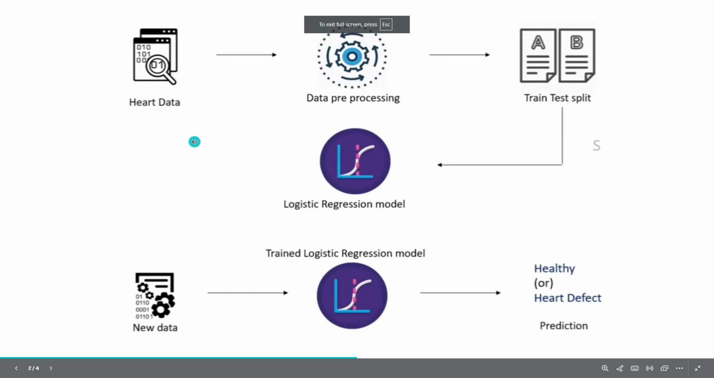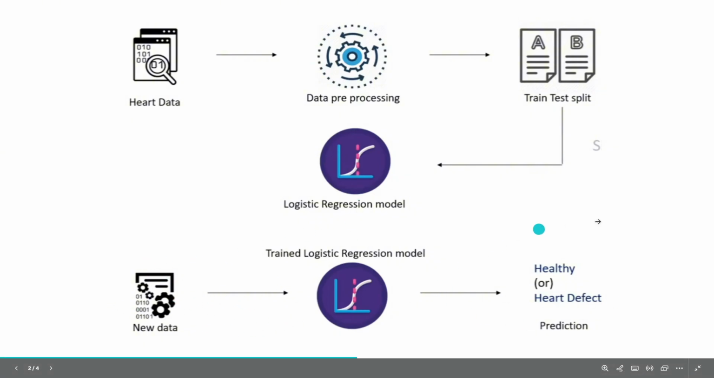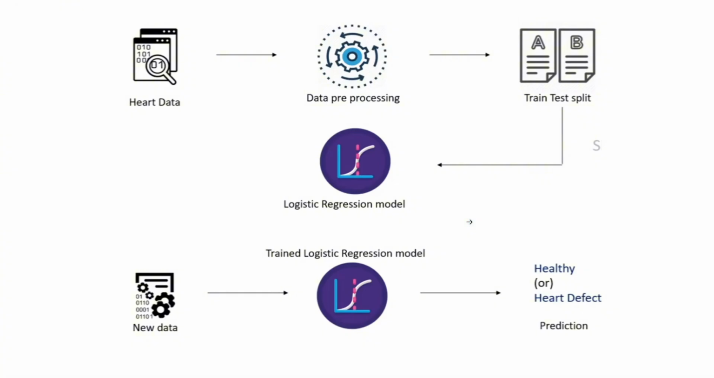And this is the project workflow, guys. First of all we have to get the heart disease data. Then we'll perform some basic preprocessing steps. Then we'll do the train test split operation. Then we'll train one logistic regression model, and you know that it's a classification model. After that we'll use the trained model, and the user will give new data and it will predict whether this person is healthy or has heart disease. So guys, let's open up our Google Colab and start the implementation.